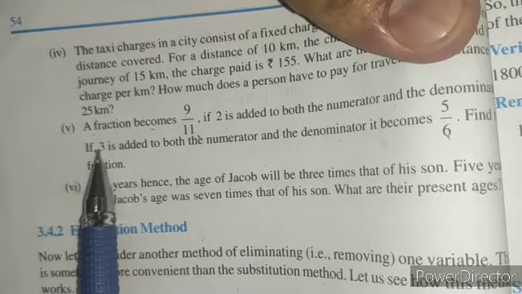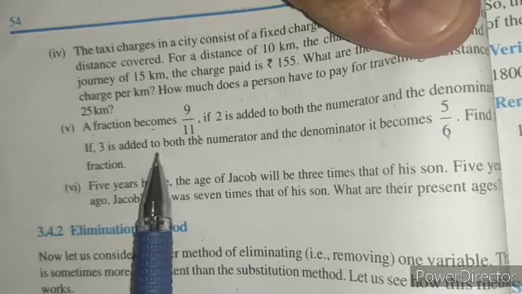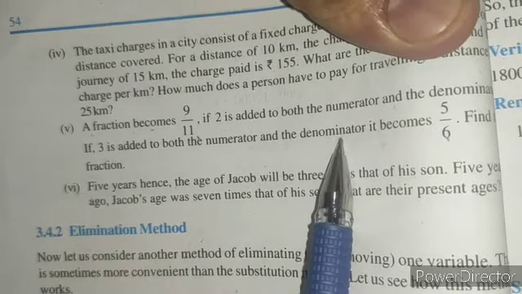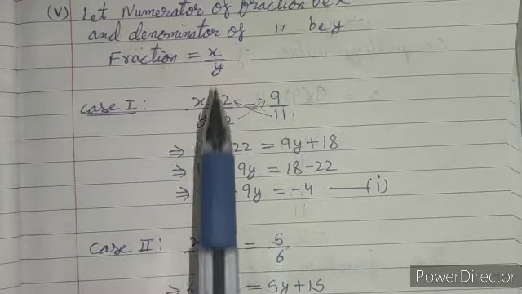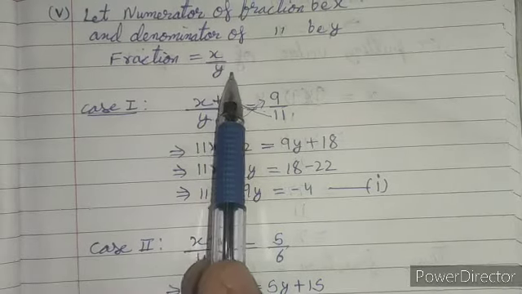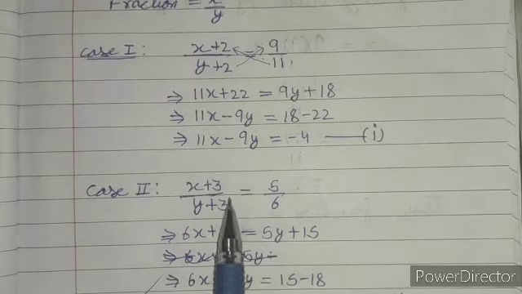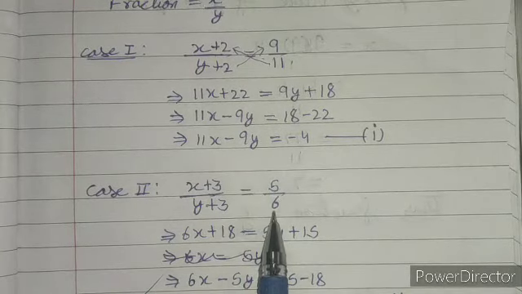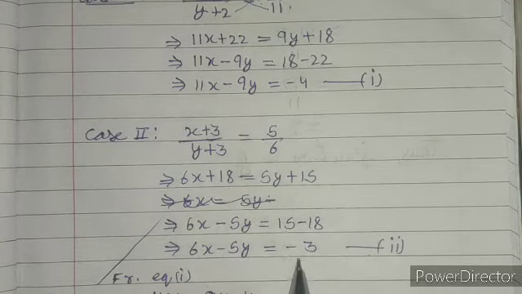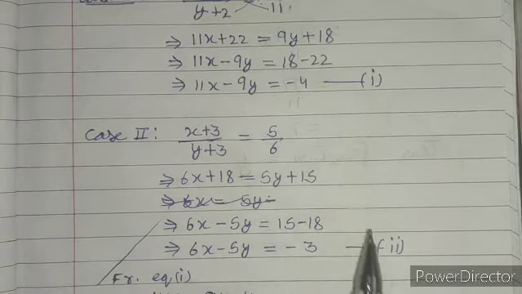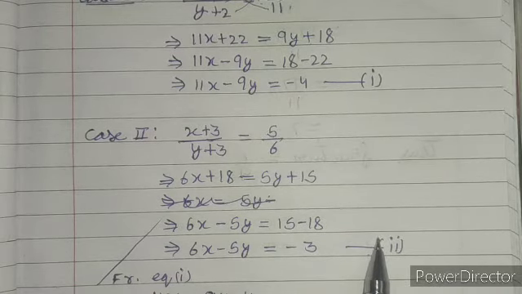Now the second case is given to us that if 3 is added to both numerator and denominator, it becomes 5 by 6. That means if 3 is added to numerator and denominator both, it becomes 5 by 6. And this is giving us an equation as 6x minus 5y equal to minus 3. Now we can solve equations first and second by substitution method to find the values of x and y.